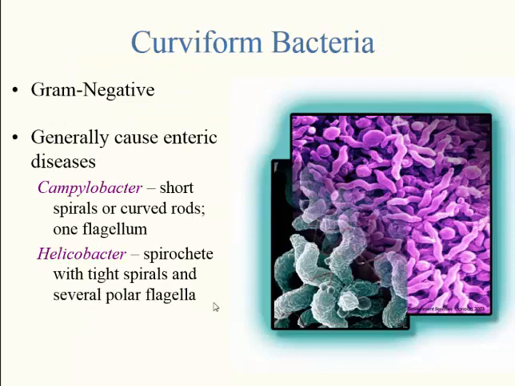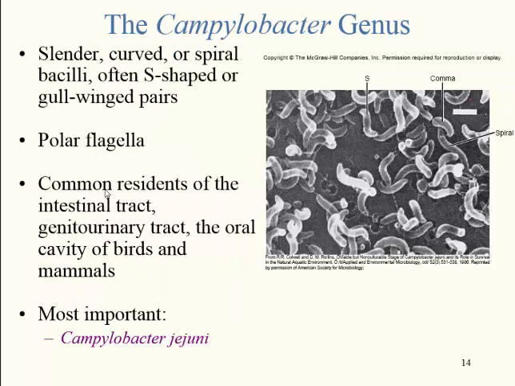The curviform bacteria, so when we move to curviform, you can see that they're not quite as long as a spirochete, but they do have the bends and twists. The two curviform bacteria that we're going to discuss are Campylobacter and Helicobacter. Campylobacter has polar flagella, so it allows it to be a motile bacteria.